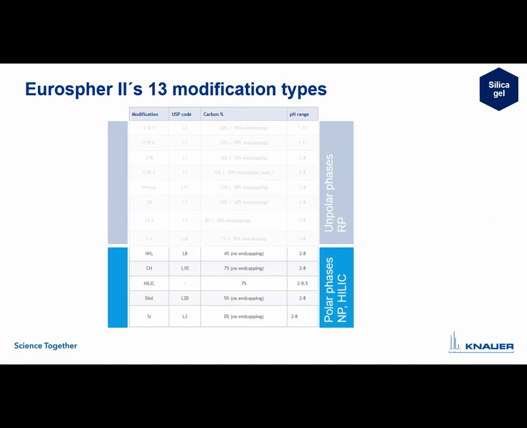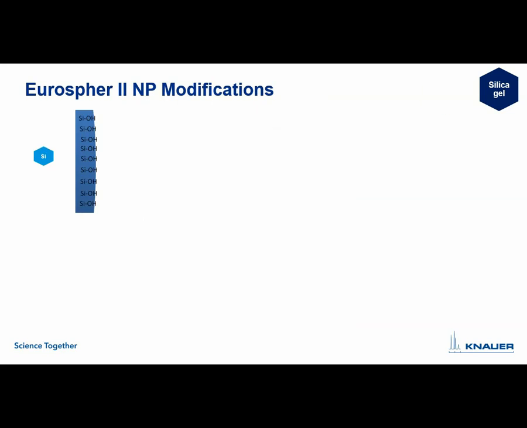But now let's have a look at the different modification types that we offer in our Eurosphere 2 column family and that are also widespread on the market and often used for normal phase applications. As I already told you, if you have a bare silica gel particle, so something like a sand particle, you can use it for normal phase applications. It has the silanol groups everywhere on the particle surface, and so it's a really polar particle.